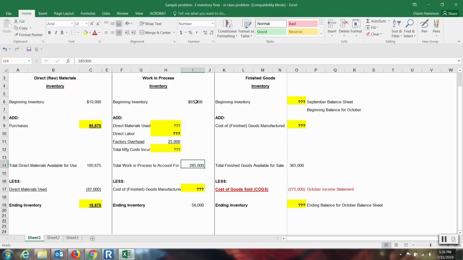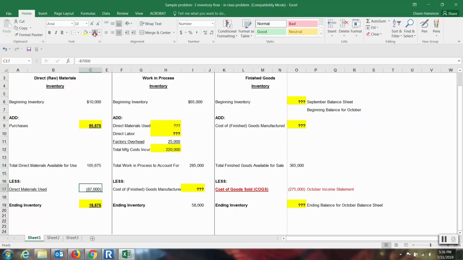So let's just start at the top. Believe it or not, we can work from the top, even though we have several numbers missing here. We know we have $65,000 to start with, and we add in those three costs, total manufacturing costs incurred, and the total is $285,000. I can take that $285,000 and subtract the beginning balance, and that will tell me that my total manufacturing costs incurred this period have to be $220,000.